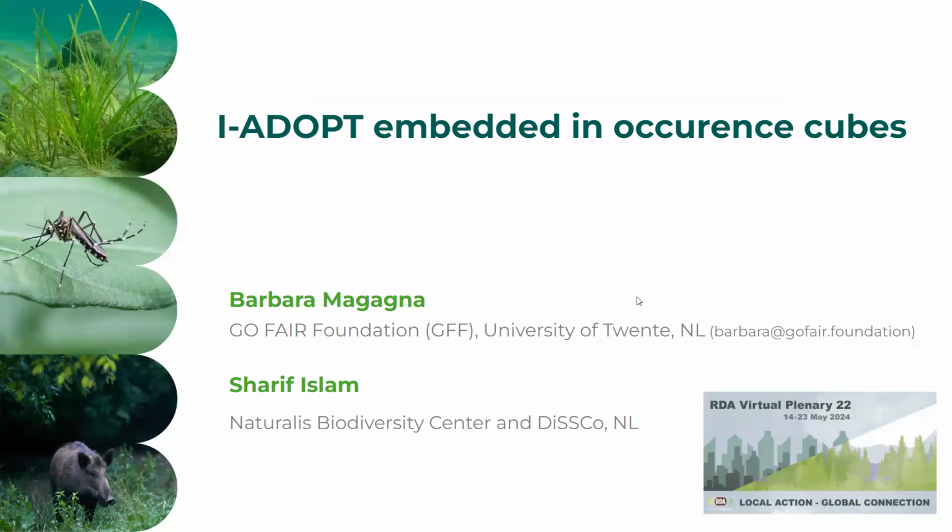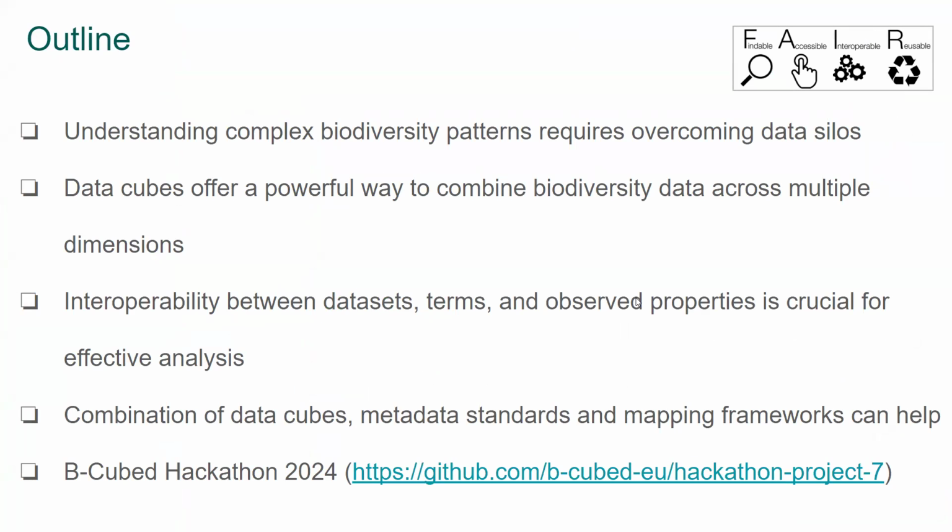So I will start and just introduce the topic. The interest of this talk is that we want to really understand complex biodiversity patterns, and this requires overcoming data silos. Data cubes offer a powerful way to combine this data across multiple dimensions. Interoperability between data sets, terms, and variable descriptions is very important for good analysis. For this, we need a combination of different data models like data cubes, metadata standards, and mapping frameworks. This is exactly what we tried out in a hackathon that happened in Brussels at the beginning of April, the B-Cube hackathon, where we applied with a project.